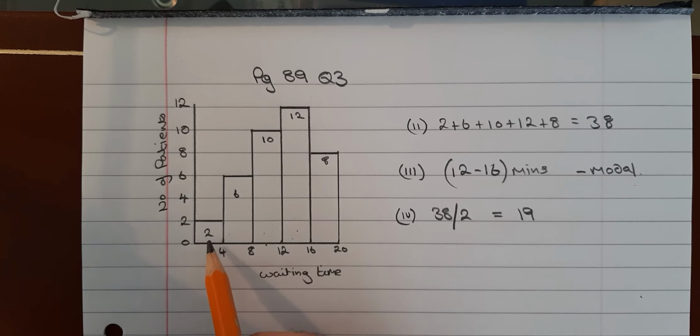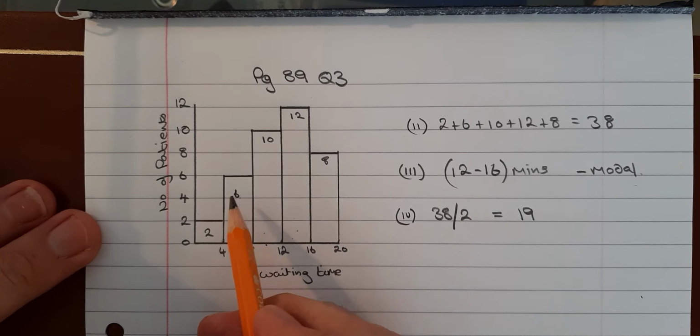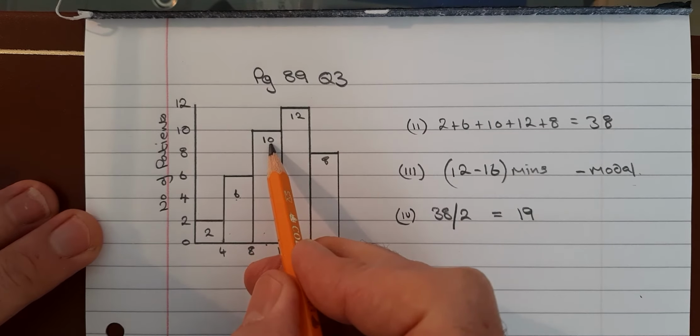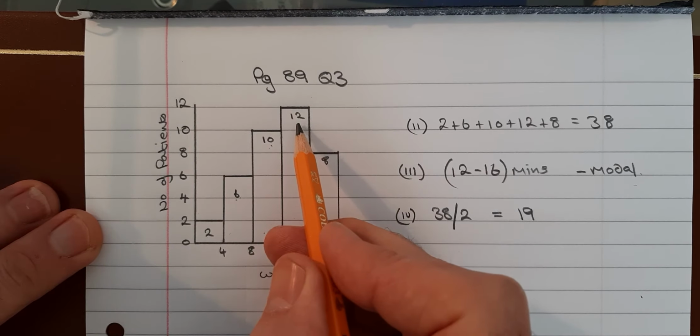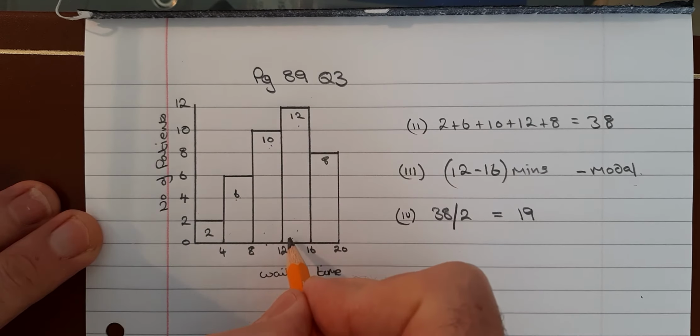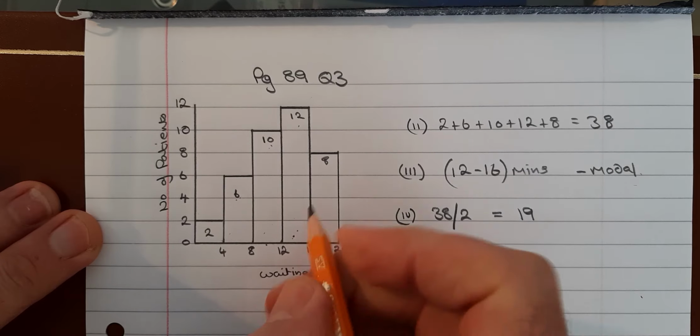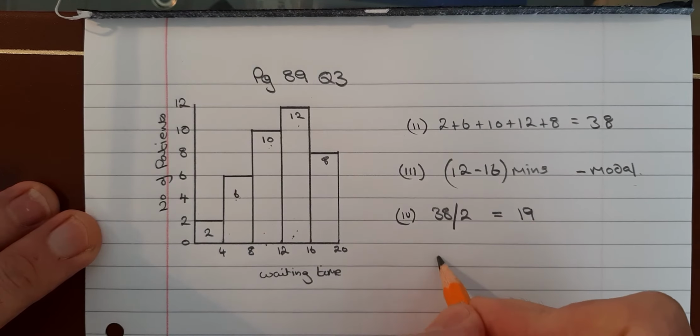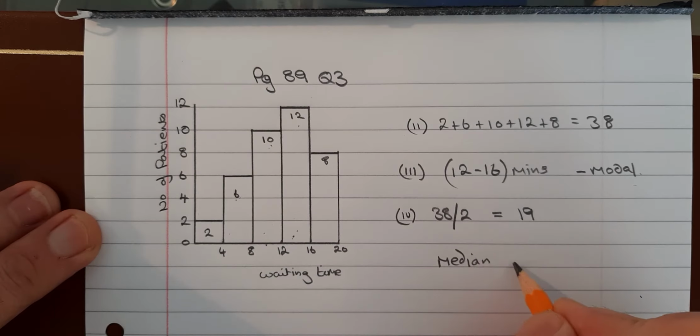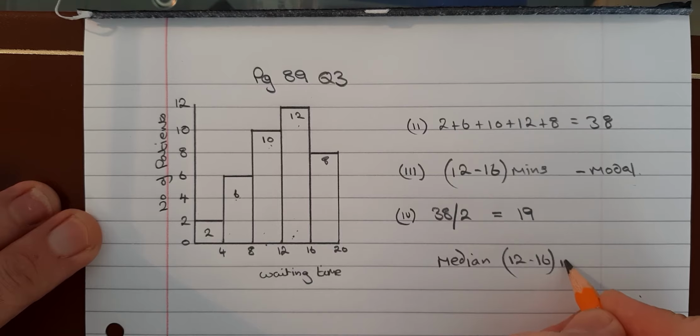So we start at the start, so 2 plus 6 is 8, 8 plus 10 is 18, 18 plus 12 is 30. So the 19th patient lies in here. So our median is between the 12 to 16 interval.